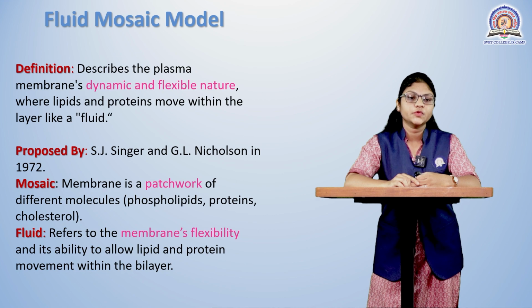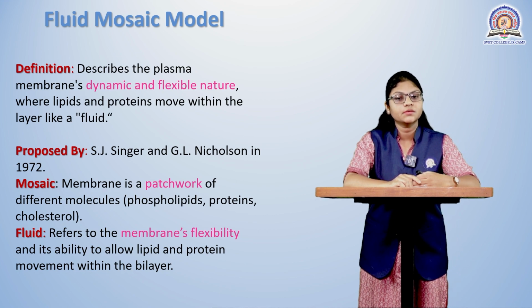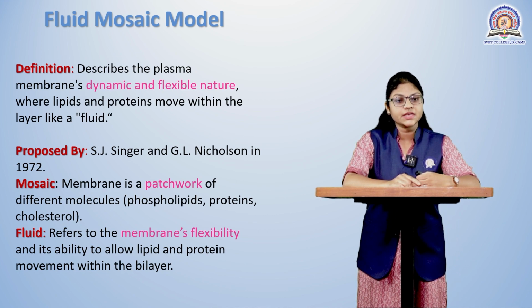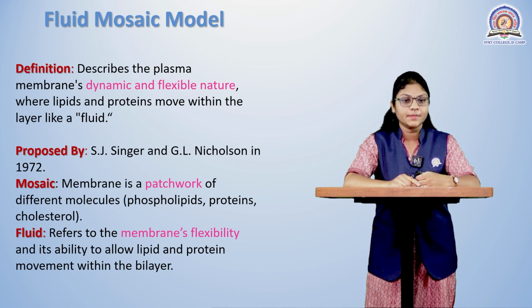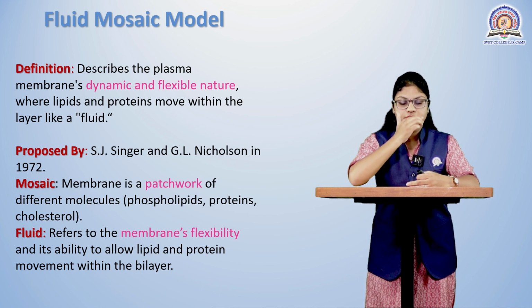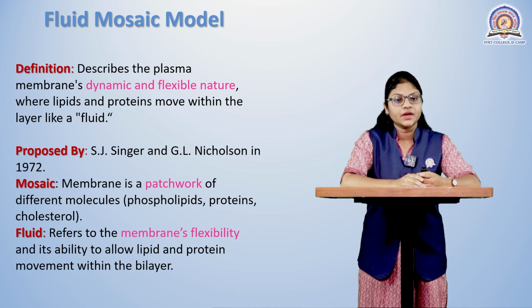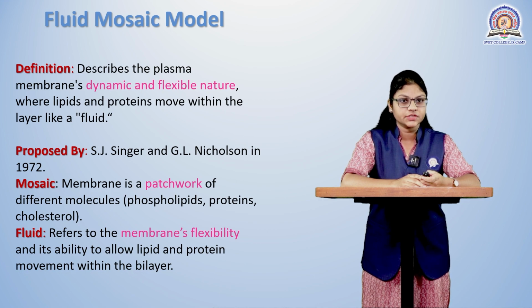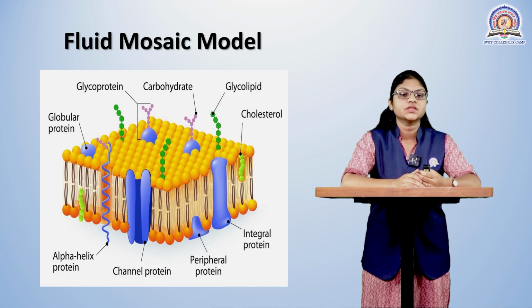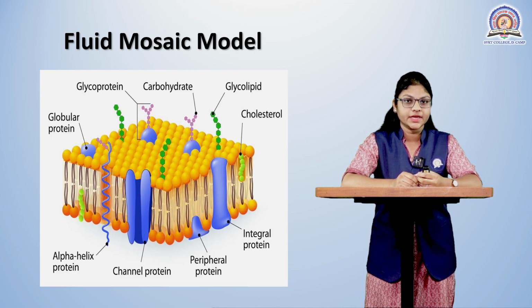The second one is fluid. Fluid refers to the membrane's flexibility and its ability to allow lipid and protein movement within the bilayer. That means it gives cells elasticity, and the cell can change its shape according to its function. This is a diagram of the fluid mosaic model.